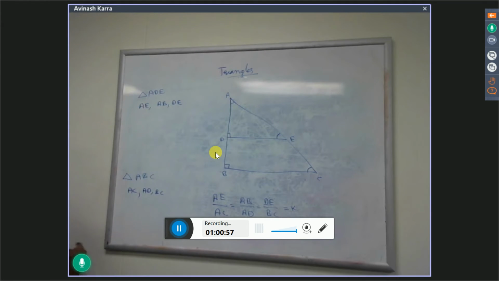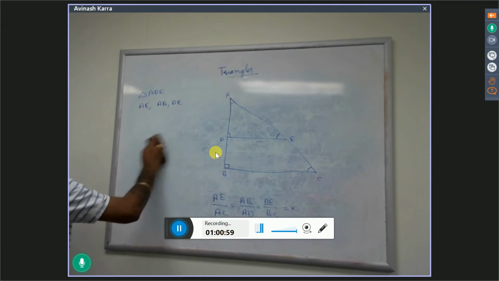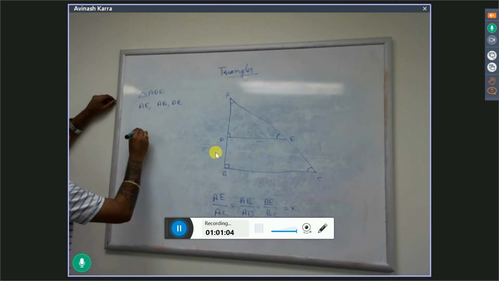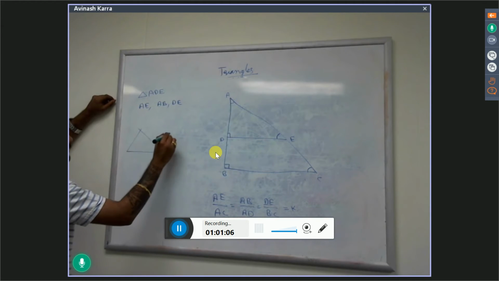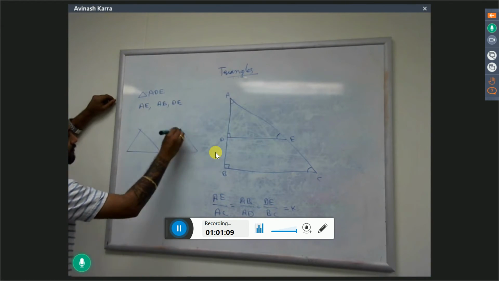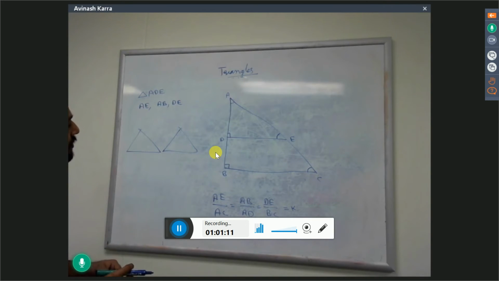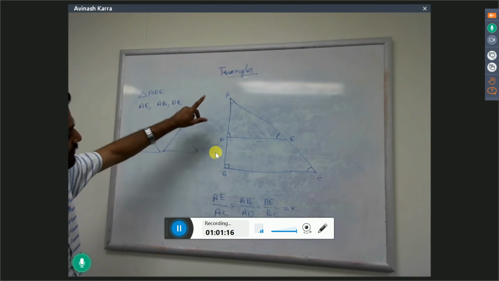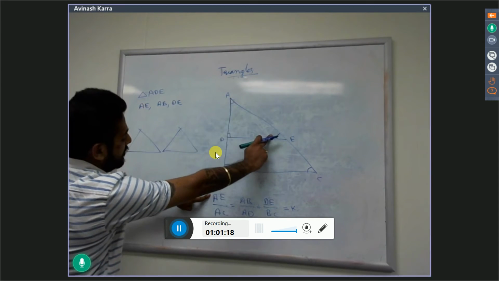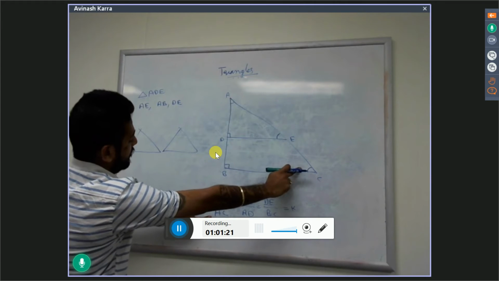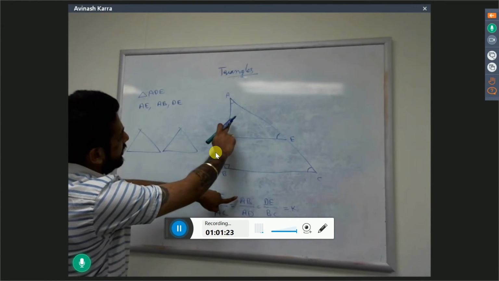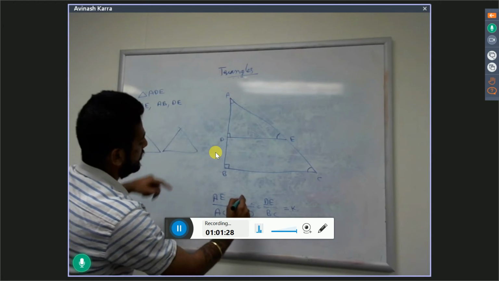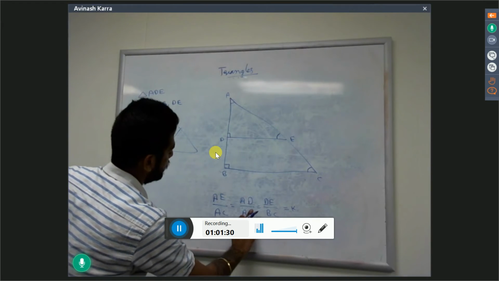And one more, congruent triangles. Two triangles will be congruent when... Shouldn't it be AD over AB? A equal to AD? Yes, AD by AB. Yes. Okay, yeah.